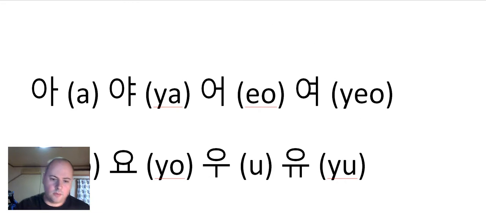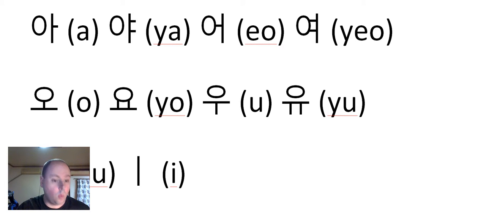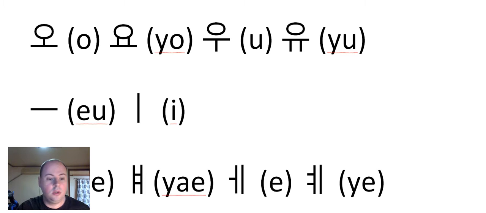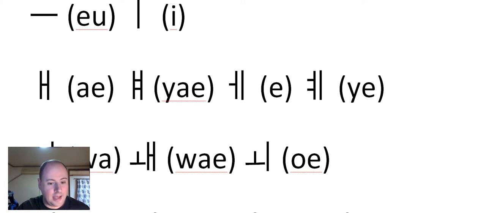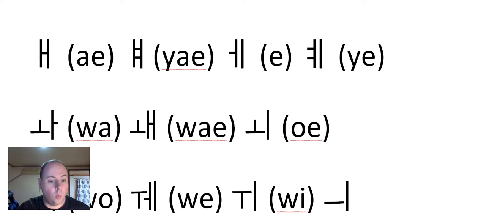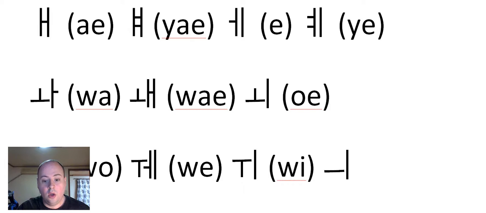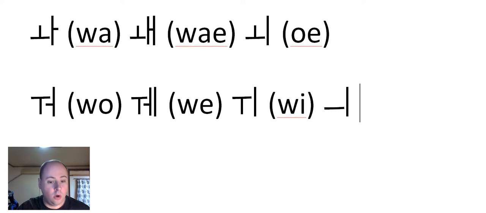So if we look at them again very quickly, a, ya, o, yo, u, you, I, they're the sort of basic vowels. Ye, wa, we, wo, we. I think that's right. Now, those are the vowels.